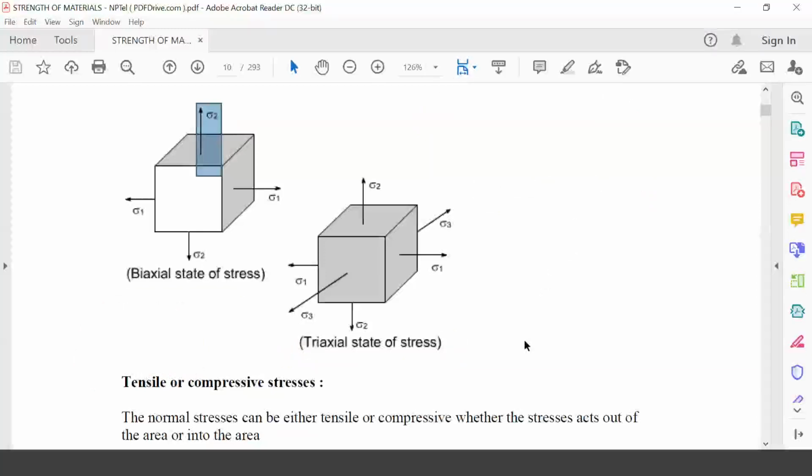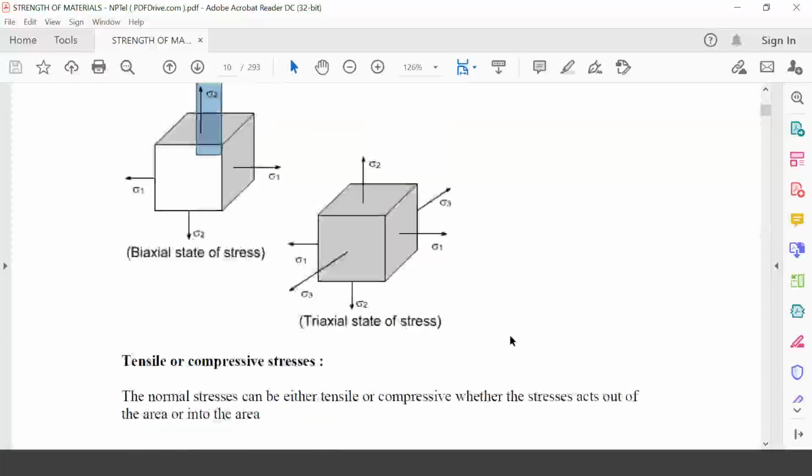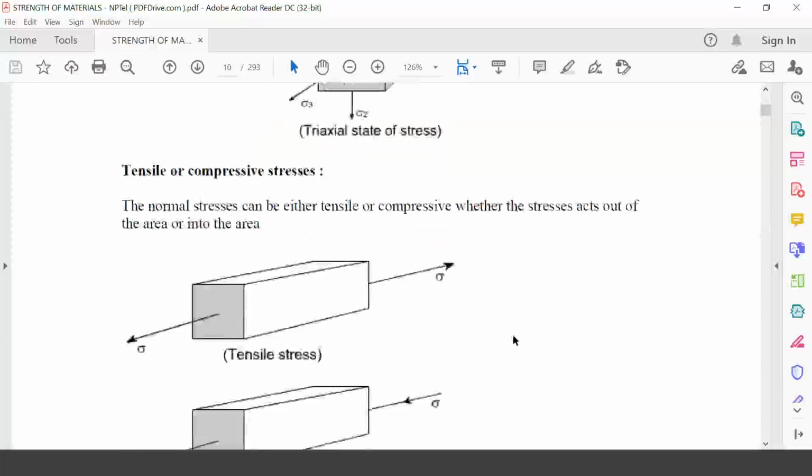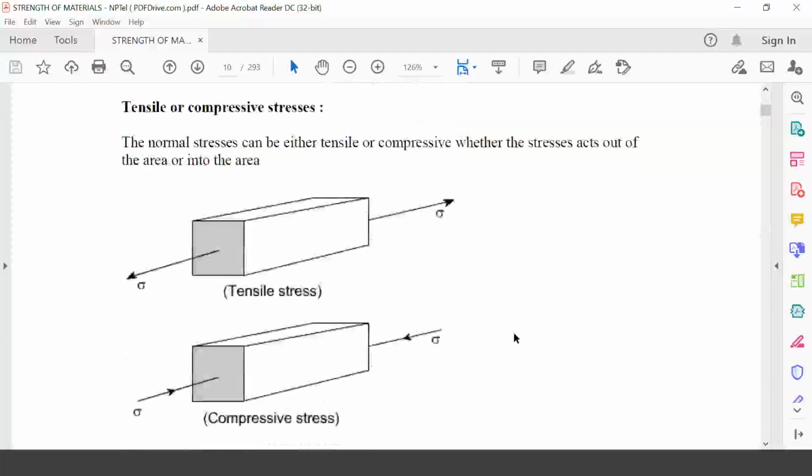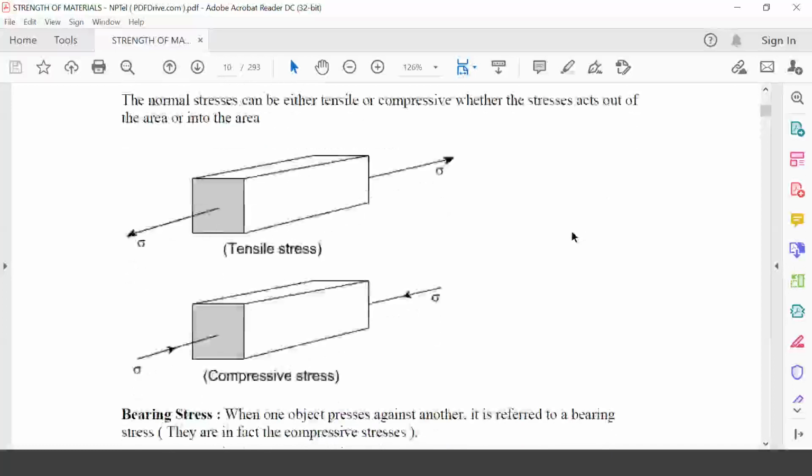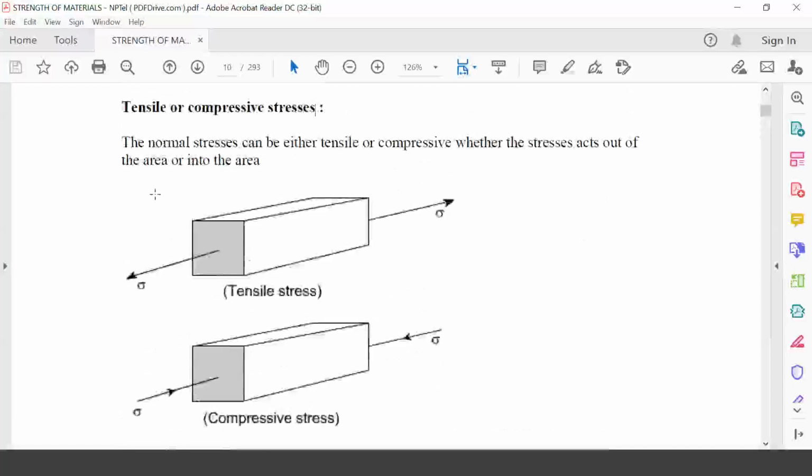Got it? But in triaxial state of stress, this is triaxial state of stress. It will be acting in what? X, then you come Y, then you go to Z. These three axes, no? Is it clear now? Biaxial and triaxial state of stress.